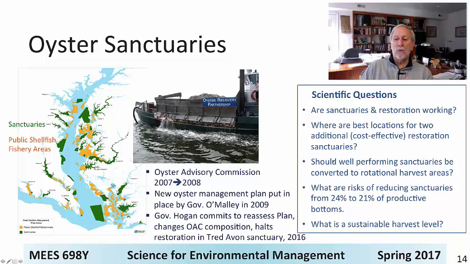And how should well-performing sanctuaries be converted to rotational harvest areas? This is something the watermen want. And one of the risks of reducing sanctuaries: we had an initial concept that between 20 and 30% of the productive bottom should be in sanctuaries. We're now at 24. We have a proposal from the government to reduce it to 21. Is this an acceptable or unacceptable risk?